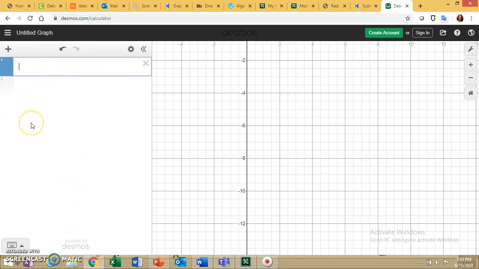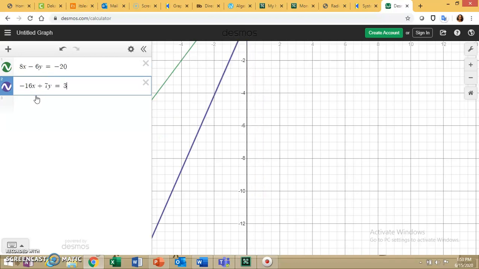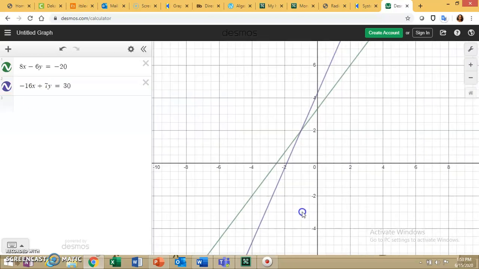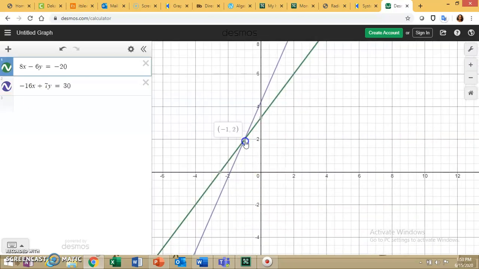All right, the first one was 8x minus 6y equals negative 20. And then I have negative 16x plus 7y equals 30. I'm just going to move my mouse till I get to the solution point. And it's there at negative 1, 2. I remember that one. Let's do the next one.